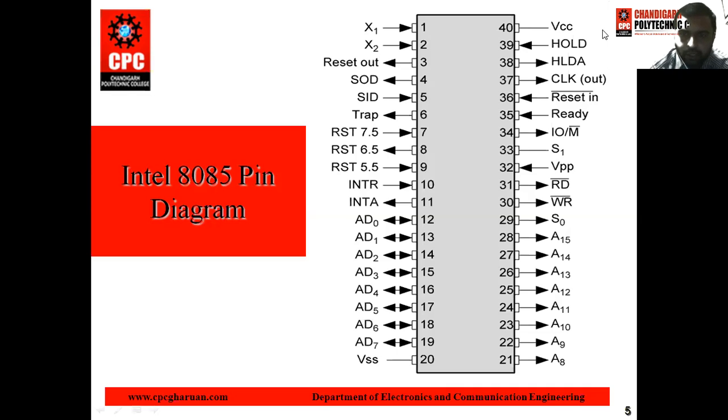Next pin is pin 40. Pin 40 is the plus 5 volt DC supply, which we provide on pin 40 and the VSS pin. This is the pin diagram. With the help of this diagram, we can understand the function of each pin.